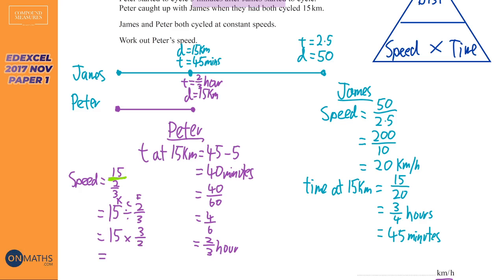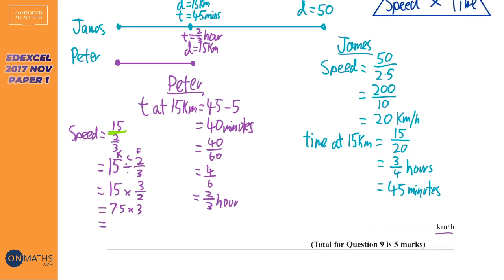Okay, so now we've got to halve the 15, because you divide by the bottom of the fraction, so that would be 7.5 times 3. And 7.5 times 3, well 7.5 times 2 is 15, as we know, then add on an extra 7.5 would be 22.5. So the answer is 22.5. Not the easiest question at all.